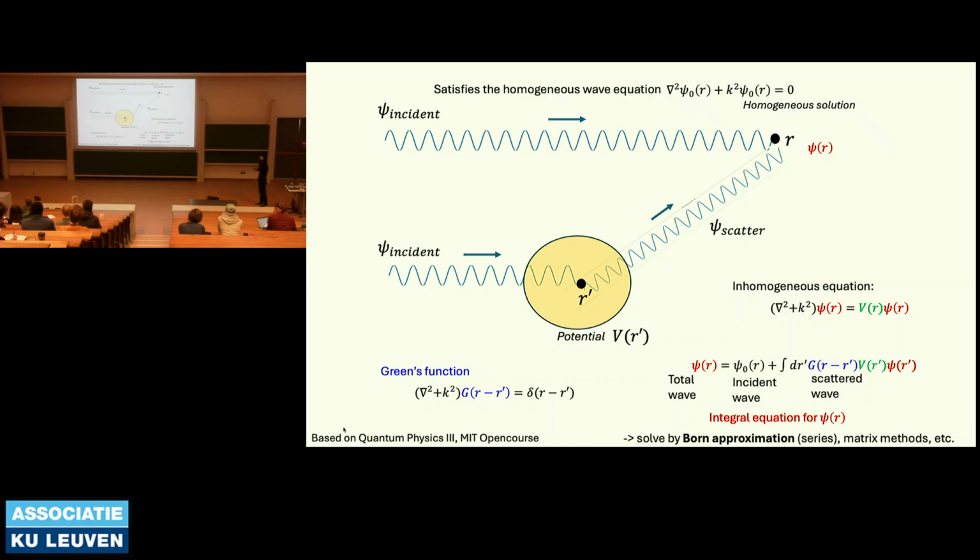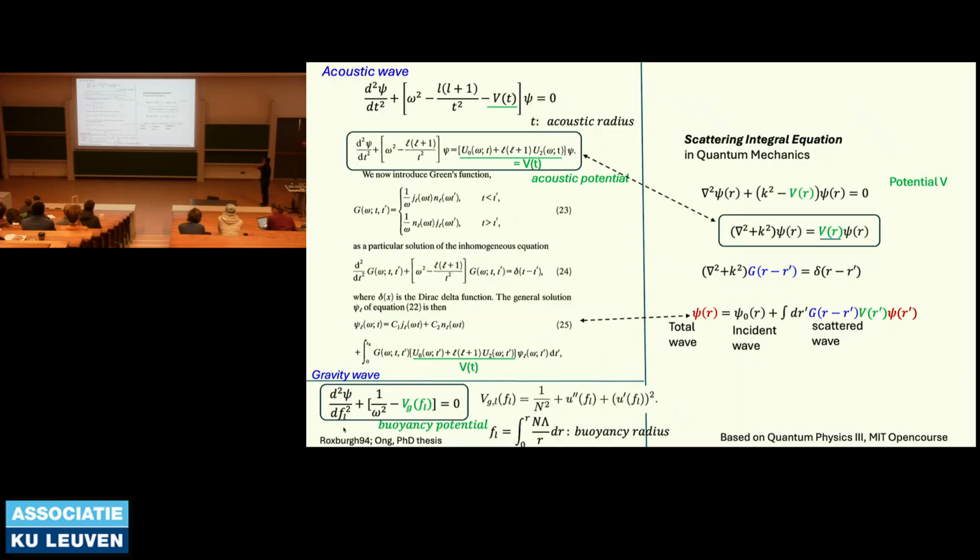Actually, this equation can be discretized and solved by a matrix method, or you can approximate it by using the Born approximation or Born series. Essentially, you are replacing this psi with this psi. You plug this whole equation into this again, and you get this series. This is a very commonly used approximation, the Born approximation, which is what I have written on the right-hand side here.